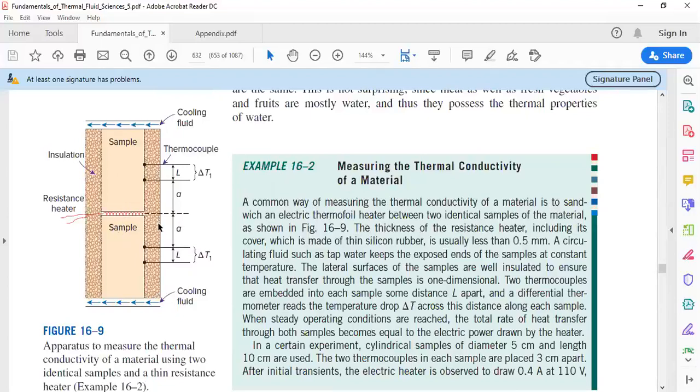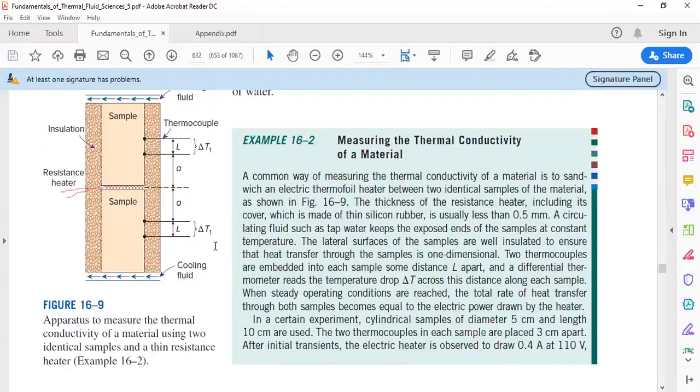The thickness of the resistance heater, including its cover, which is made of thin silicon rubber, is usually less than 0.5 millimeters. A circulating fluid such as tap water keeps the exposed ends of the samples, which are here, this top and the bottom, at constant temperature. The lateral surfaces of the sample are well insulated. So here it's well insulated from this and this. So the heat will transfer only in one dimension, which is this dimension.